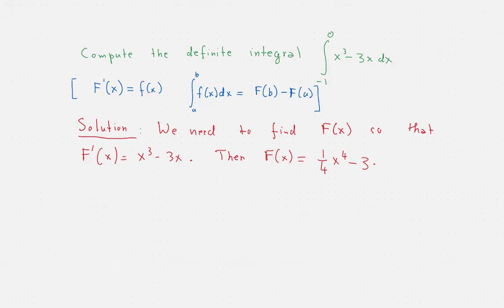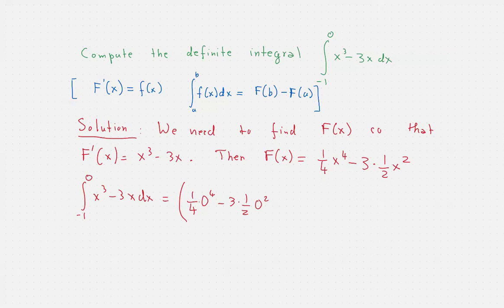So the integral from -1 to 0 of x cubed minus 3x dx will be, so we always start by putting the upper endpoint, so that will give us 1/4 0 to the 4 minus 3 times 1/2 0 squared, minus 1/4 -1 to the 4th minus 3 times 1/2 times -1 to the 2nd.